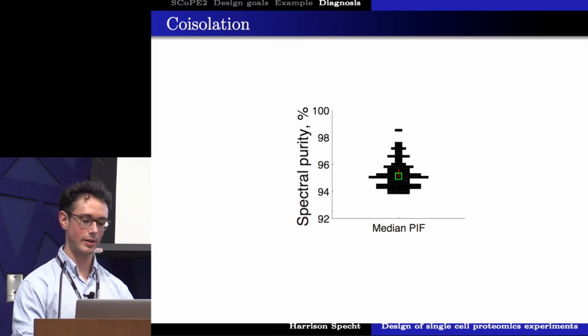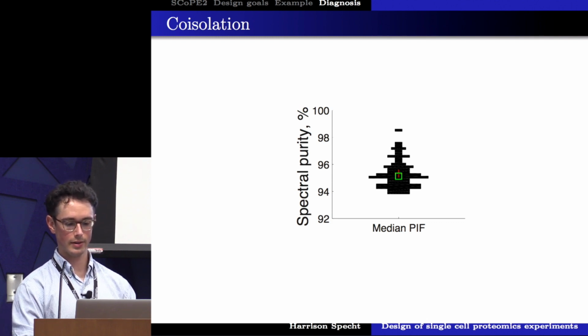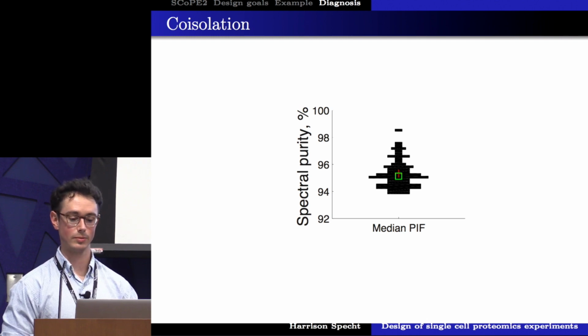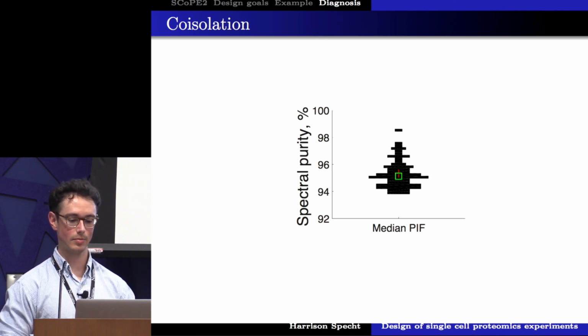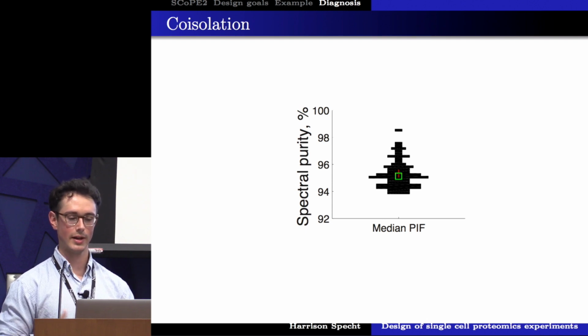We can look at our spectral purity, and here I'm going to plot a distribution of the median spectral purity for each of the 62 SCoPE sets I showed earlier, and we can see that it's very high. I'm showing a scale from 92 to 100%. Most of our MS scans that we get quantitative information from are very pure and not subject to coisolation. And we have the ability to see if there is coisolation, and we can throw out those spectra that have been contaminated.